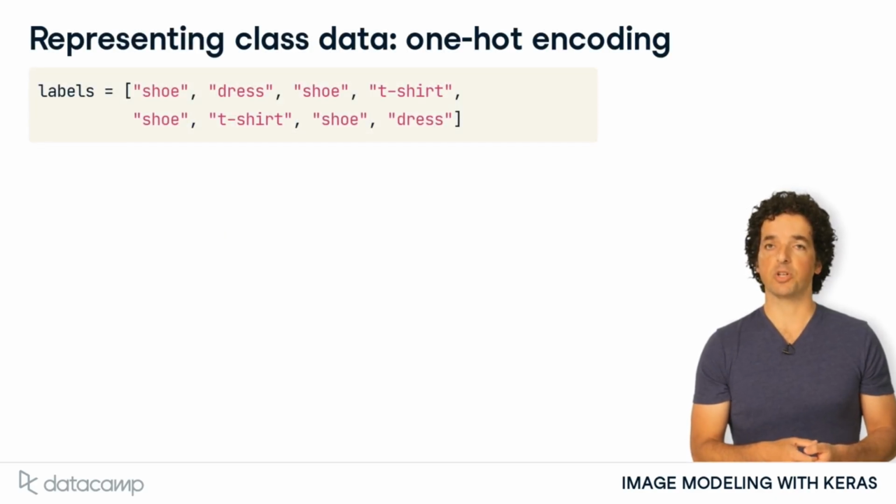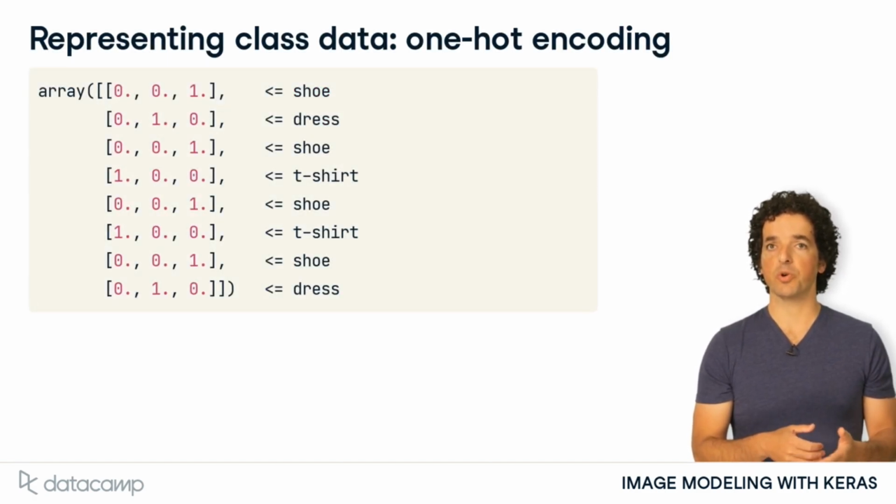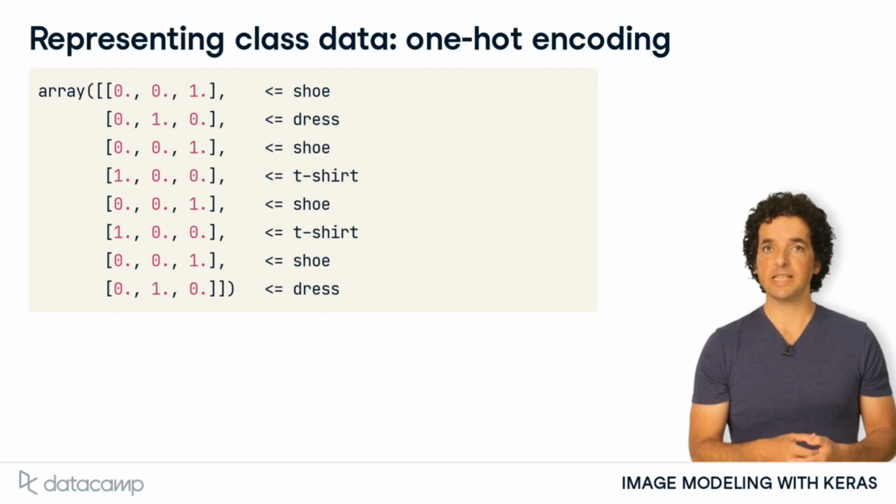How do we represent data for classification? Consider the following series of labels. One mathematically convenient way of representing this data is called one-hot encoding. In this one-hot encoding array, each row represents one sample, and each column corresponds to one of the classes. In each row, all of the values are set to 0, except in the column corresponding to the class from which this image is taken. For example, here is a one-hot encoding of 3 images: a t-shirt, a dress, and a shoe.